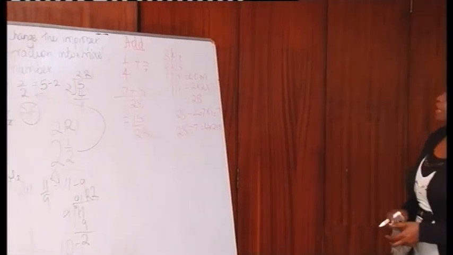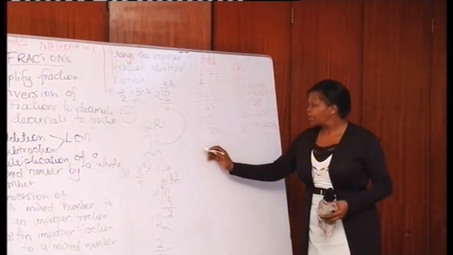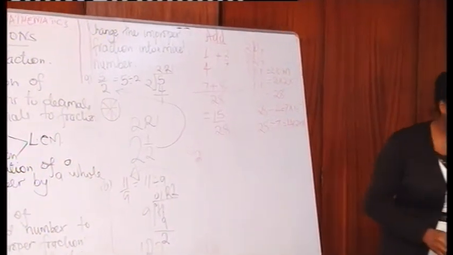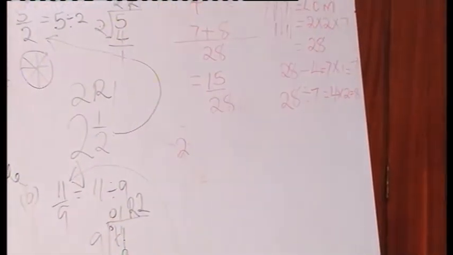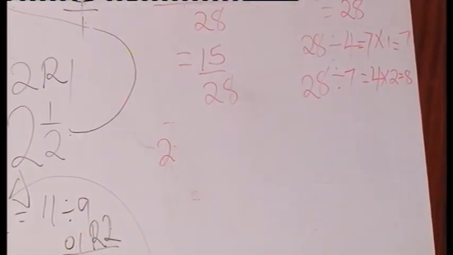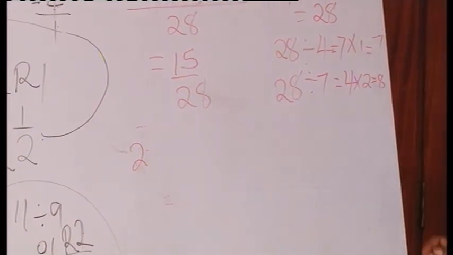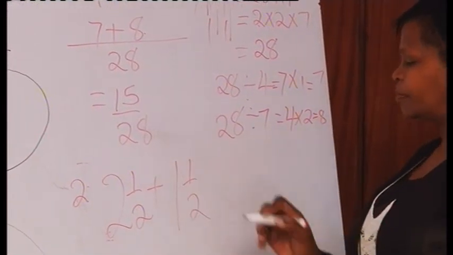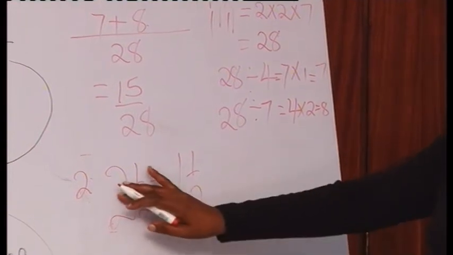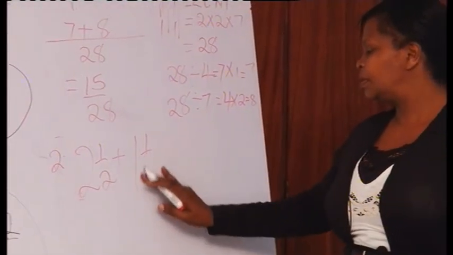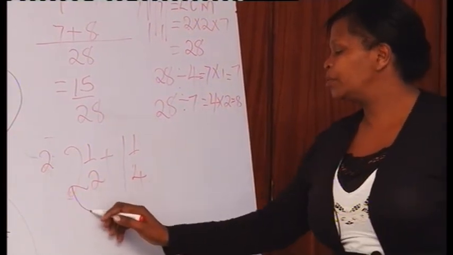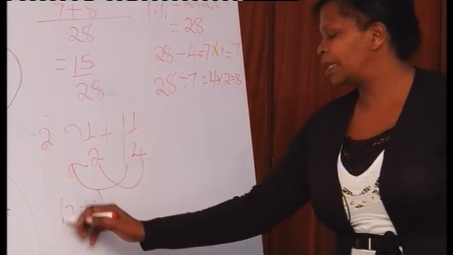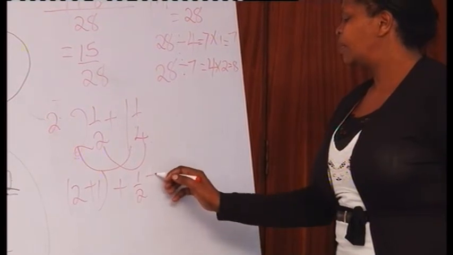Now the same formula that we are using, we can use it to add mixed numbers plus mixed numbers, or mixed numbers minus mixed numbers, plus a fraction. It doesn't really matter. For example, 2 and 1 over 2 plus 1 and 1 over 4. So the only thing you need to do is separate the whole numbers from the fractions, because this is 2 plus 1 in brackets, plus 1 over 2 plus 1 over 4.